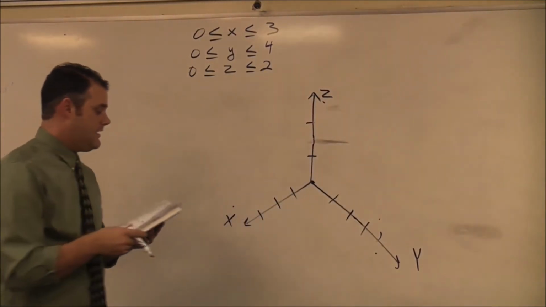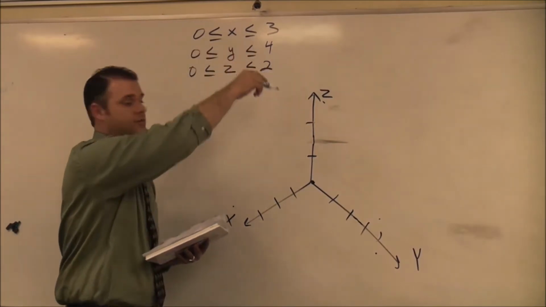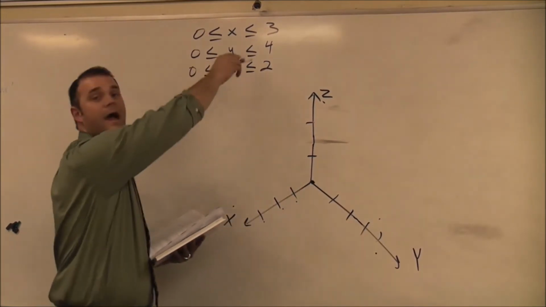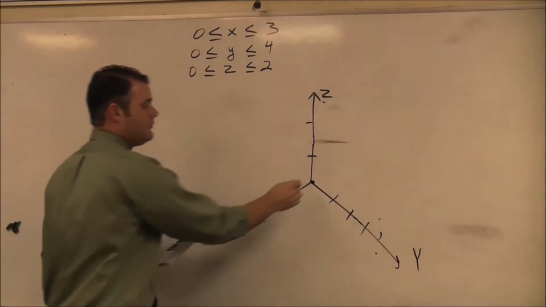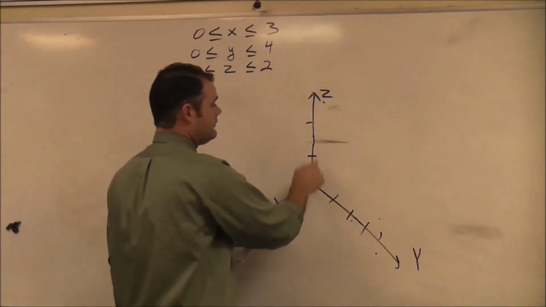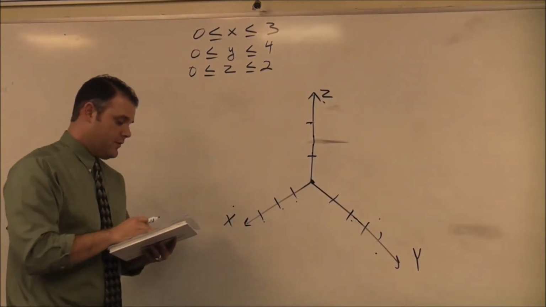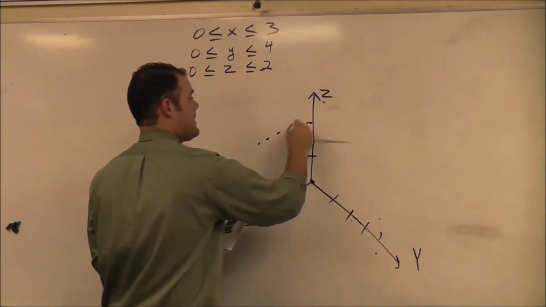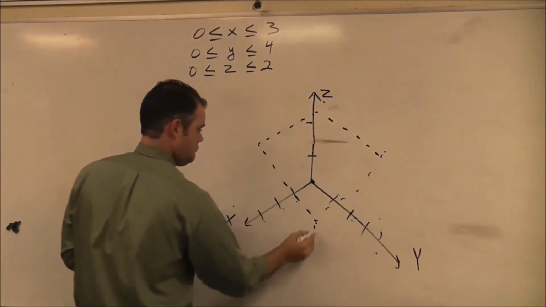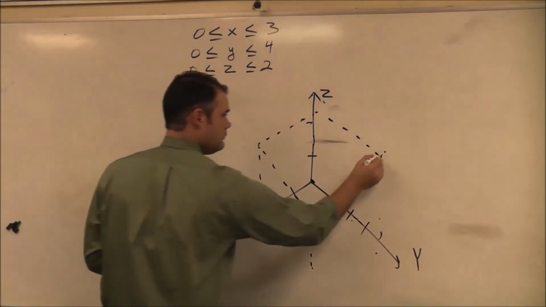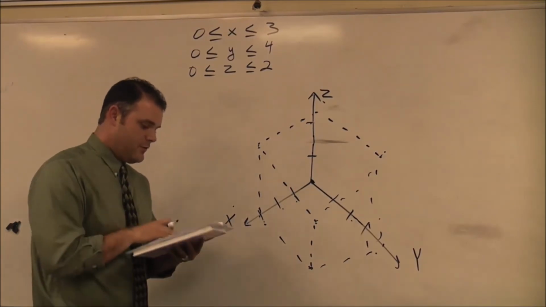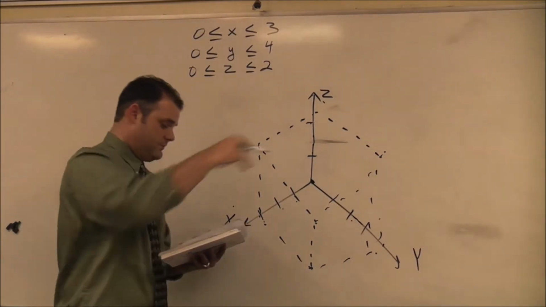If you look at it, the x is between 0 and 3. So x at 0 here, we have 1, 2, 3. Our y is between 0 and 4. So 0, 1, 2, 3, 4. And our z is between 0 and 2. So 0, 1, and 2. So you have a boundary here that's going to come in just like that. So we want to figure out the volume of this cube.